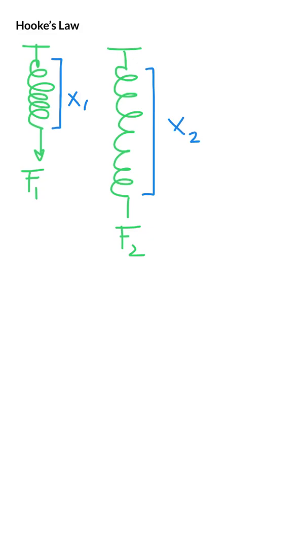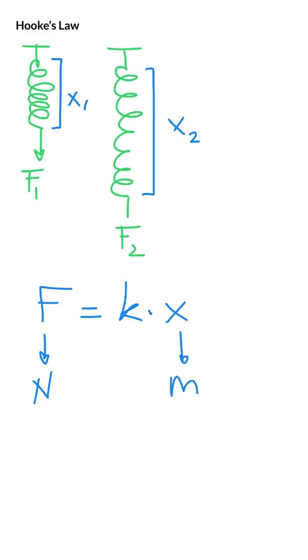So we can write the formula like this: F equals K times X. F is the force that we exert, K is the spring constant, and X is the length. The force is measured in Newtons, the length is measured in meters, and the spring constant is measured in newtons per meter. And this is a characteristic of every spring.